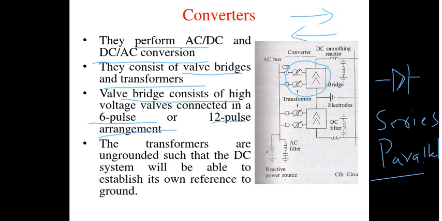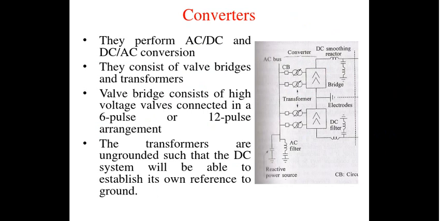Okay, then here the transformers are the devices which provide the input to the converter as long as it is acting as a rectifier, or it will take the output of an inverter if the converter is acting as an inverter, right? The transformers are generally ungrounded such that the DC system will be able to establish its own reference ground as long as it is connected to the DC side. So this is the basic structure of how a converter system looks in your HVDC system. Now, with that little explanation about the converters, let us move on to the next aspects.